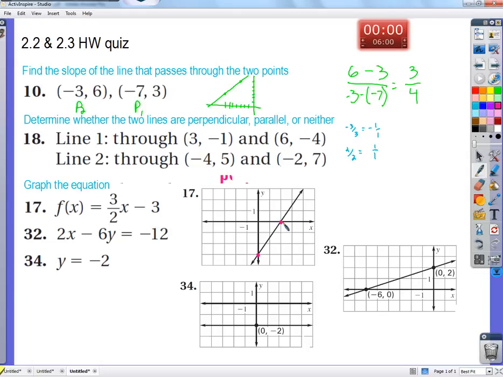Okay? So this point, 0, negative 3, how do we know that that's on the line? Other than saying, I remembered that this is the y-intercept, how do we mathematically show that this point 0, negative 3 is on the line? If x is 0, 3 over 2 times x would be 0, minus 3 would be negative 3, so you just go down 3. There you go. So it's an easy point to find.